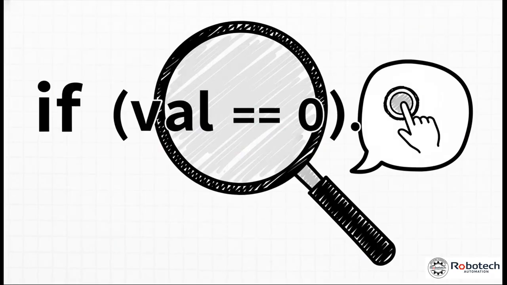And here it is, the moment of truth, the heart of our entire program. We use our if statement to ask the big question. If val equals 0. See those double equal signs? We're asking a question. We're asking, hey, is that value we just read from the button equal to 0? Which, in plain English, just means, has the button been pressed?